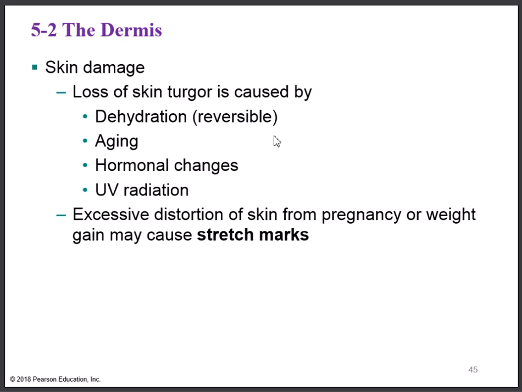Aging, right, we'll see that fibers will start to break down as we get older. Collagen and elastic fibers, they break down. So aging is not reversible, unfortunately. Hormonal changes, right? Our hormones decrease as we get older, estrogen, testosterone, and that type of thing, and then radiation and sunlight also does damage. Unfortunately, it's not reversible, but it is preventable, right? By staying out of the sun or using sunblocks, we can limit the amount of damage to our skin.